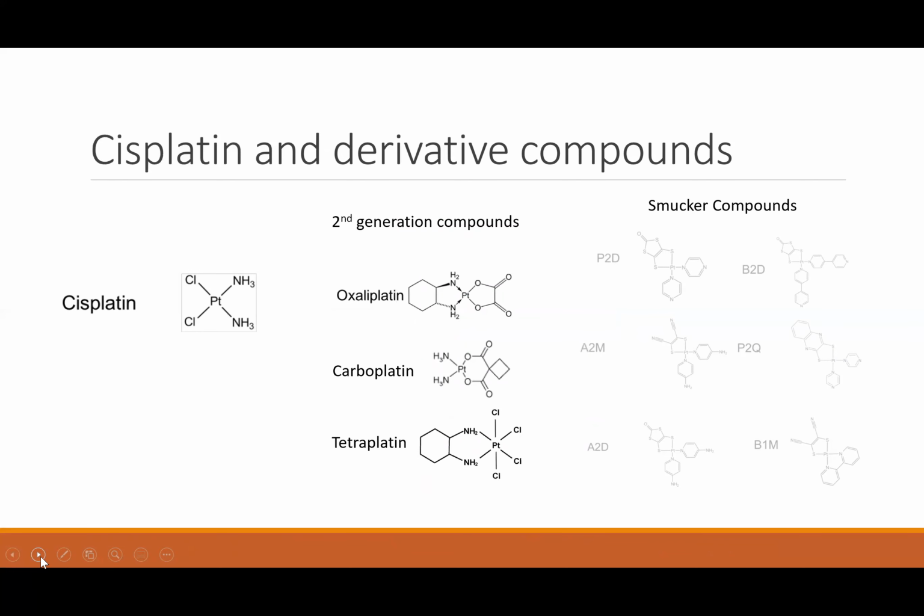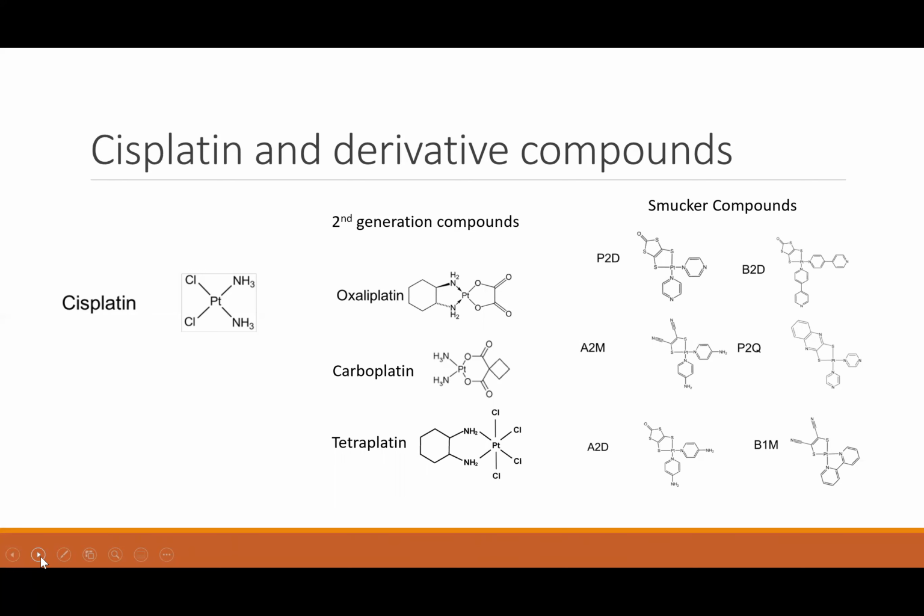So that brings us to cisplatin's successors or derivatives. We have a second generation of compounds: oxaliplatin, carboplatin, and tetraplatin. All of them have a platinum core with nitrogen ligands. Two have oxygen ligands as well, while the third has chlorine ligands. And while they can kill some cancer cells, we still need to do more research because some of them actually have more severe side effects than cisplatin.